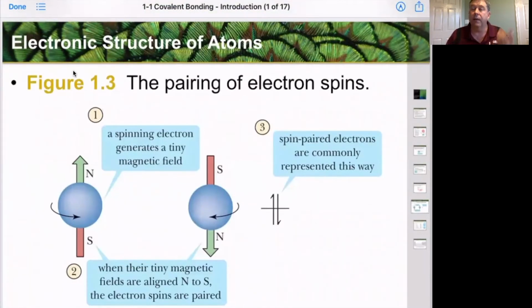Another thing we need to think about is that electrons always fill from the bottom up. However, electrons are spinning, and when things spin and have an electric charge, that creates a small magnetic field.